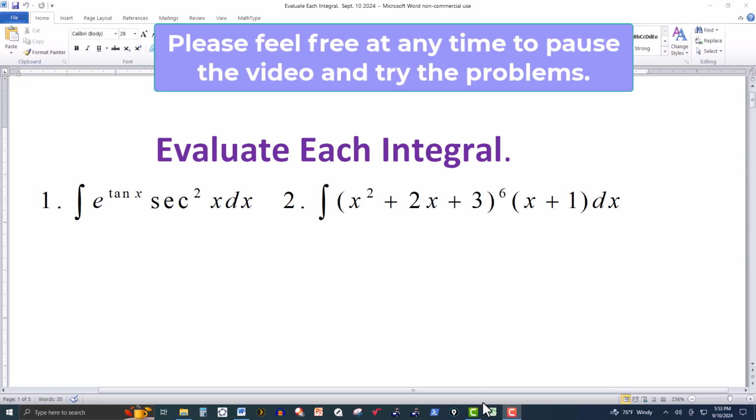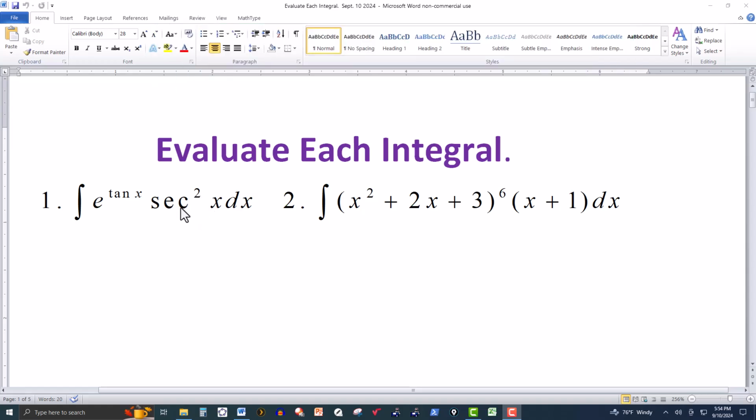In this video we have two integrals to evaluate. The first one involves the exponential e and the trig functions tangent of x and secant of x, in this case secant squared. A lot of times when you have a mixture of these types of functions, it's going to be a U-substitution, or on some occasions it could be integration by parts. My go-to method is a U-substitution.